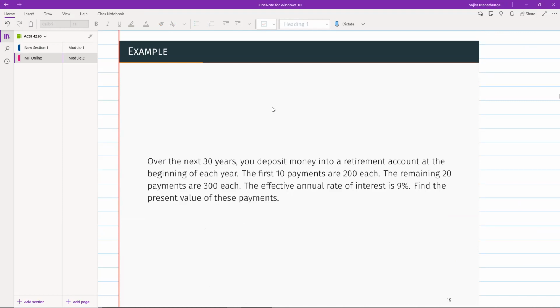Let's do this problem. This one says over the next 30 years, you deposit money into a retirement account at the beginning of each year. The first 10 payments are 200 each. The remaining 20 payments are 300 each. The effective rate of interest is 9%. Find the present value of this payment.